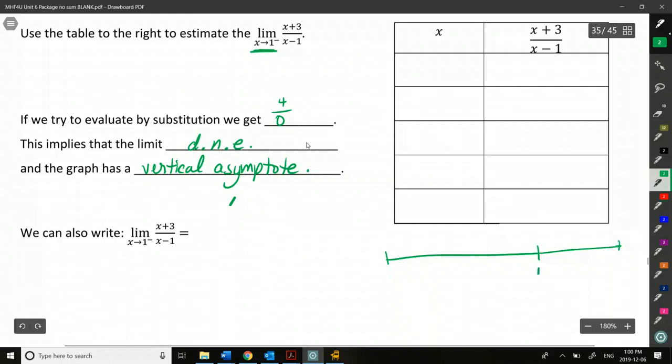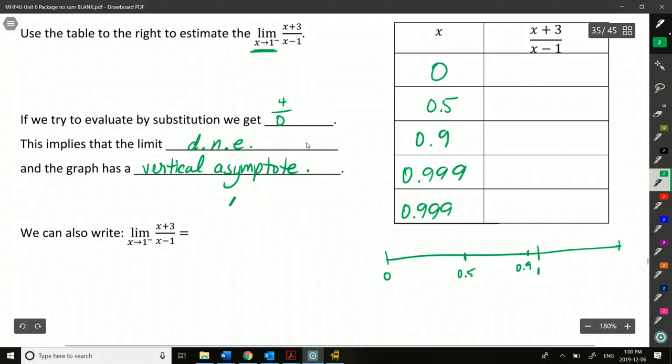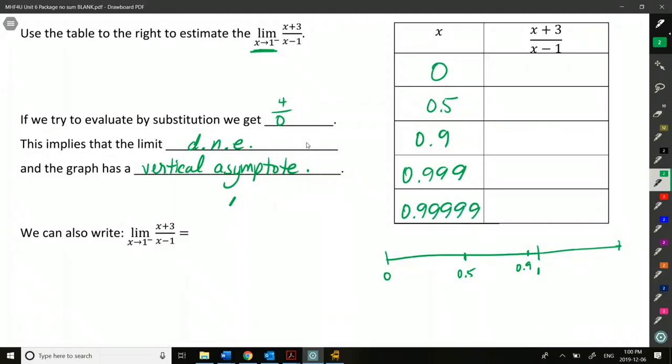right, here's 1. To the left of 1 is 0. So maybe that's the first thing I try in here, 0. And then maybe we get a little bit closer. We'll do 0.5. And then maybe I'll get even a little bit closer than that. Maybe I'll do 0.9. Right? And then maybe we'll try to get super, super close to 1. And then maybe we'll try 5 nines. And we're just going to keep getting closer and closer to 1 from the left.